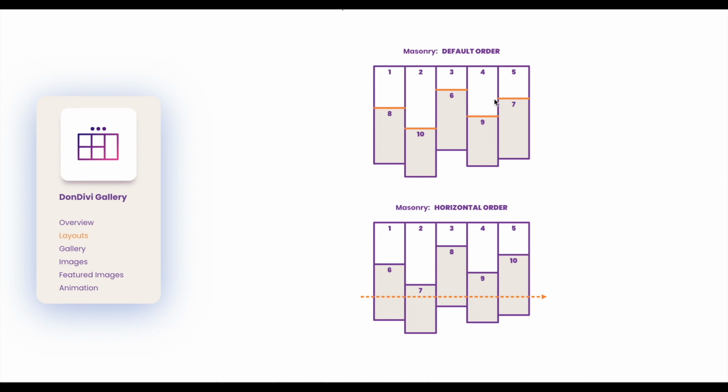Image 7 is placed in the next lower hole, and so on, the 8, the 9, and the 10. That is, the images are distributed from left to right and from top to bottom. While if we activate the horizontal order option, the image that jumps line automatically occupies the first position of the lower line: 6, 7, 8, 9, and 10.